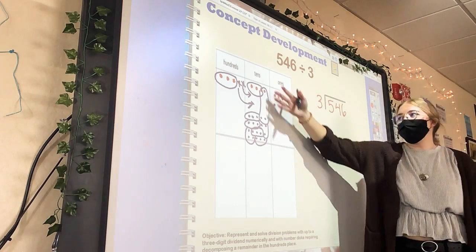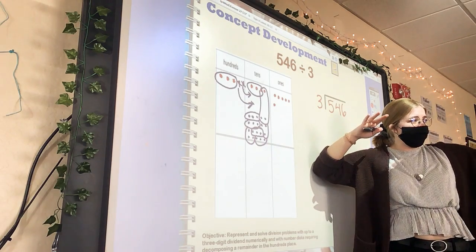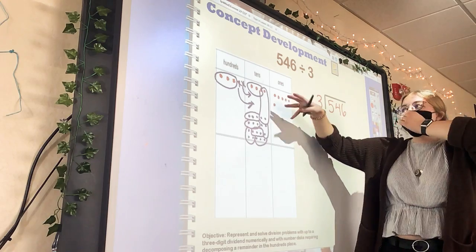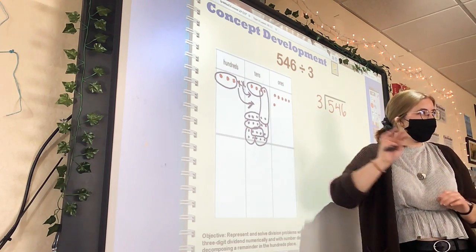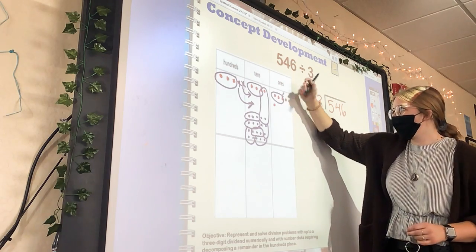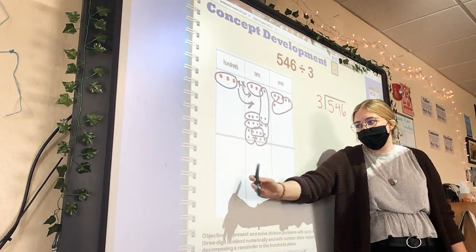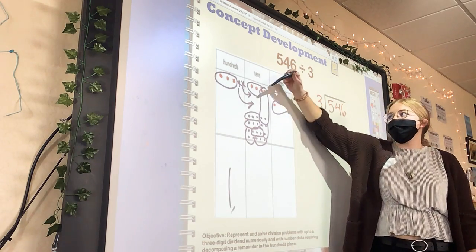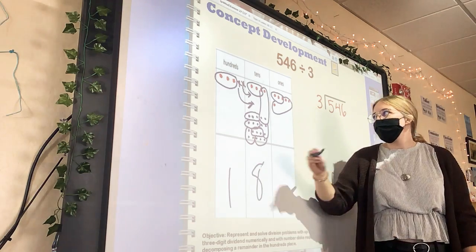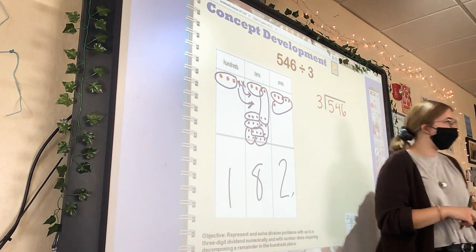And then over here, I had none left over. So I've circled my groups of 3. There's none left over, so I move over to the ones. 1, 2, 3. I circle it. 1, 2, 3. And I circle. I was able to make one group of 3 in the hundreds. I was able to make 1, 2, 3, 4, 5, 6, 7, 8 in the tens. And I was able to make 2 in the ones. So my answer is 182.